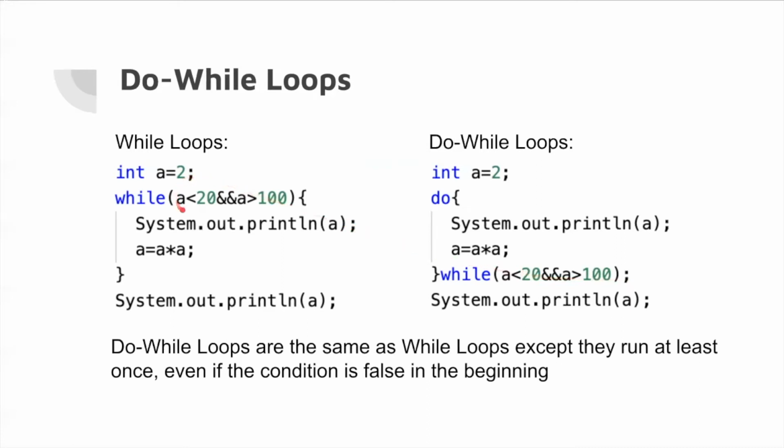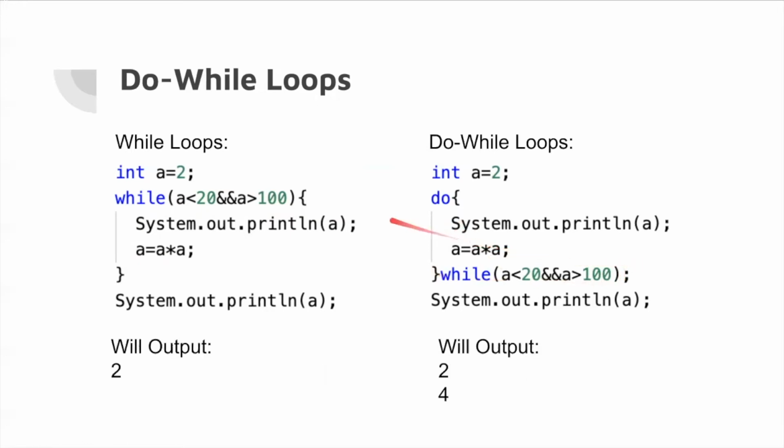The condition in this case is A is less than 20 and A is greater than 100. This is impossible. You can't have a number be less than 20 and greater than 100 at the same time. So this condition would always be false. And that means that this while loop won't run even once. However, with the do while loop, they run at least once. So even if this condition is false in the beginning, it runs once, and then it tests the condition.